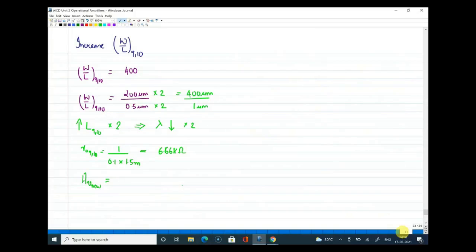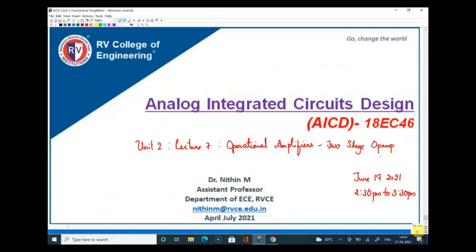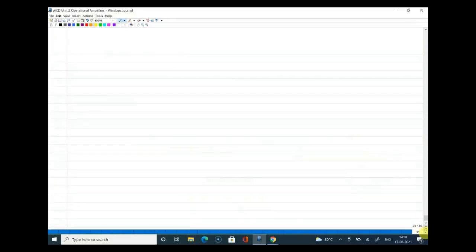All right, so with that we are moving to the next architecture, which is your two-stage op-amp. The folded cascode op-amp and the telescopic op-amp that we discussed before are single stage op-amps, and both architectures have their own advantages and disadvantages. Now, two-stage op-amp is a specific architecture. So let me discuss two-stage op-amp now.